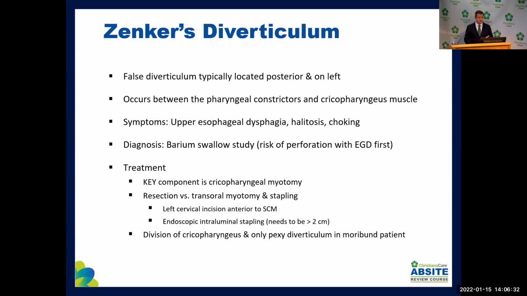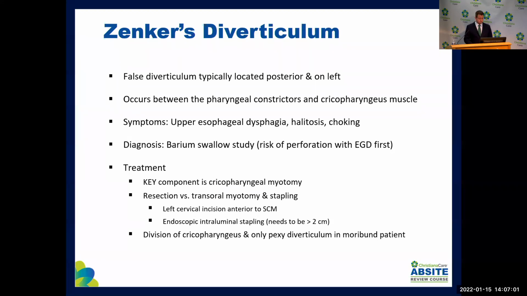Some people will say 3 centimeters. So I think on ABSITE, they're probably going to give you small, 2 or less, or probably something like 4 or 5. What's the downside of stapling a large Zenker's diverticulum? Higher risk of leak, right? It's just a longer staple line. Don't necessarily overthink it. Division of the cricopharyngeus, and you can consider only pexing that diverticulum in a really moribund or older patient.